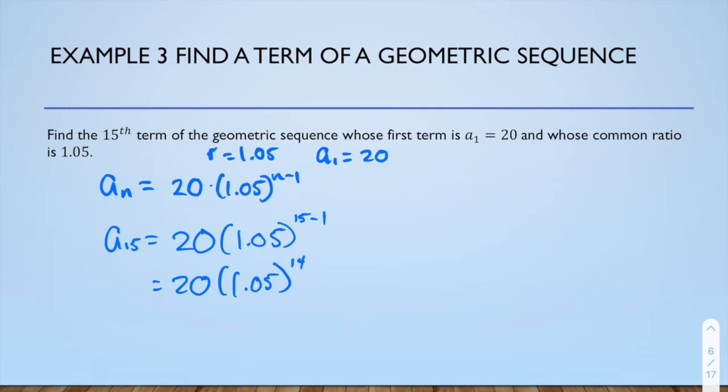So if I raise 1.05 on a calculator to the 14th power, I get 1.9799. And if I multiply that by 20, I get 39.599. And that's approximated. So there's my a sub 15 found on a calculator.